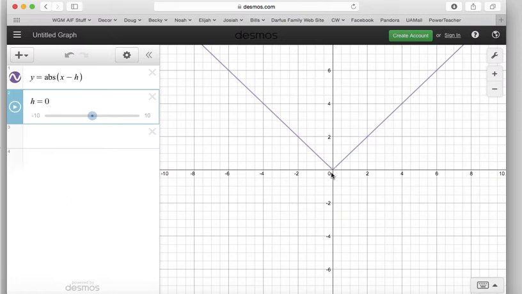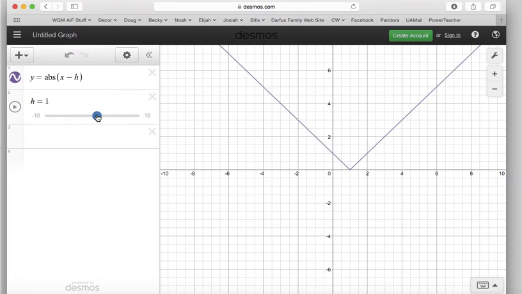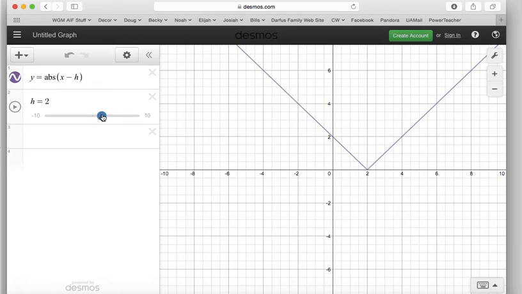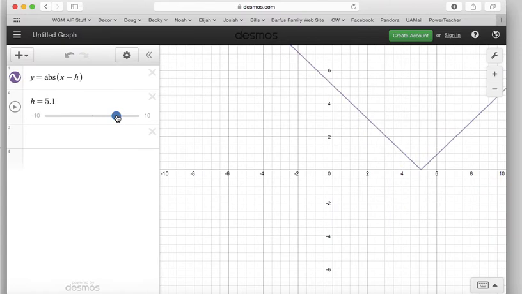So this again is y equals the absolute value of x, because h is 0. Well, what happens when h is 1? If h becomes 1, it looks like it moves to the right 1. And if h becomes 2, it moves to the right 2, and 3, and 4, and so on and so forth. And if I go the other direction, it goes the other direction. So if h is a negative number, it goes to the left. If h is a positive number, it goes to the right.